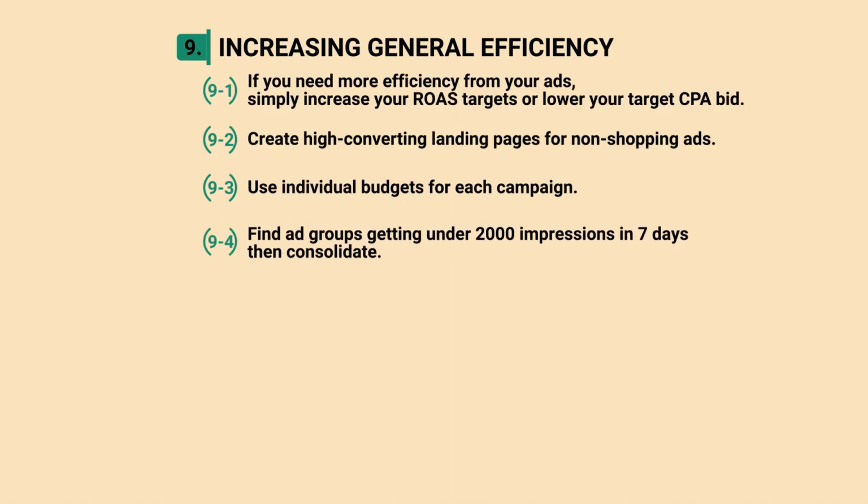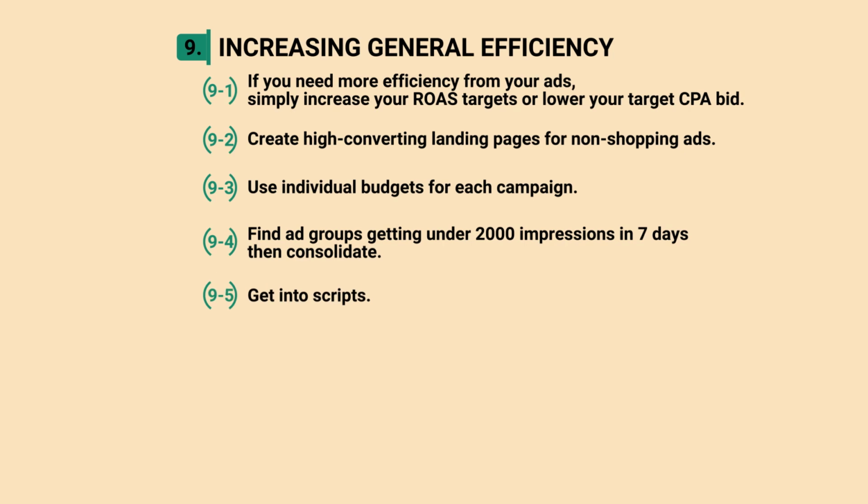Find ad groups getting under 2,000 impressions in 7 days, then consolidate. Consolidation is about grouping learnings to help Google's AI drive more consistent results. Sometimes you can have many low impression ad groups because you want a custom landing page. A better alternative is to consolidate, then set a relevant landing page in the final URL value of each keyword.